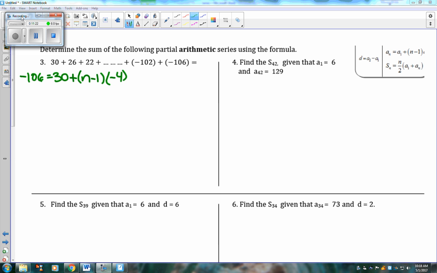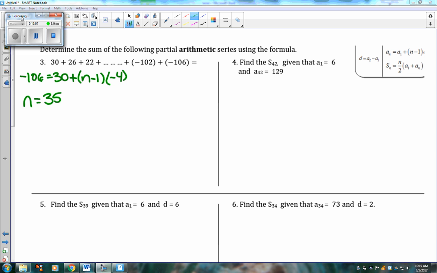What'd y'all get? 35. Alright, you took negative 106, subtracted 30, divided by negative 4, and added 1.